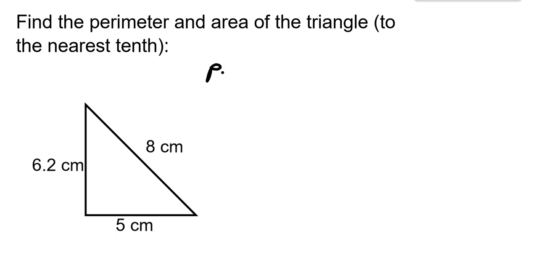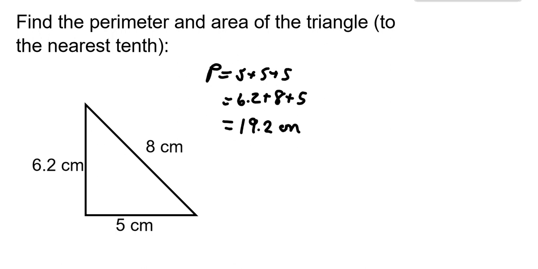So perimeter of a triangle, the formula is just side plus side plus side, or you could say add all sides. And then we're going to show our work. So we're going to have 6.2 plus 8 plus 5, and then we're going to add those up and have our answer with units. So every time we are doing measurement questions, we always want to have a formula, our work, and an answer with units.